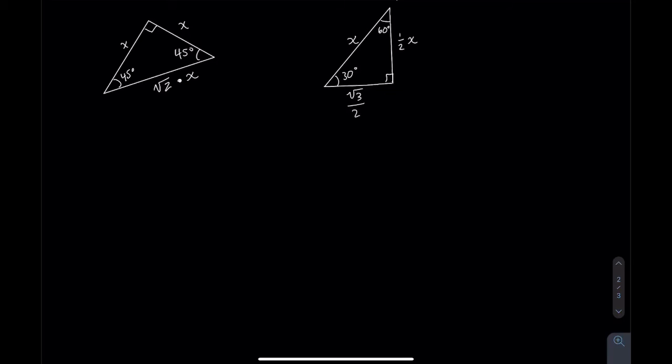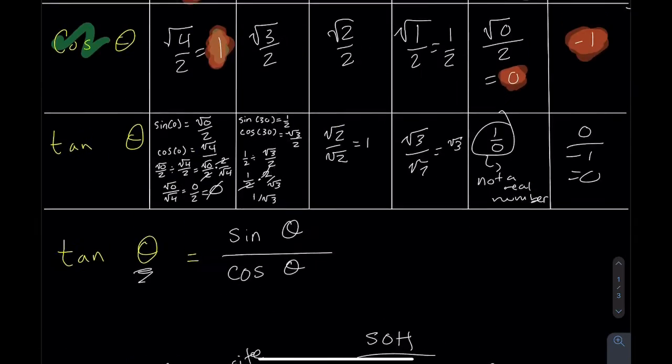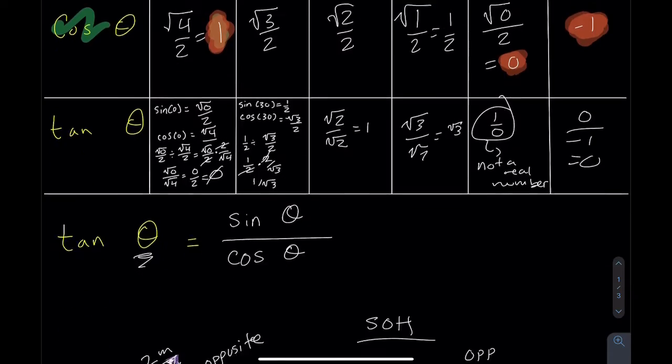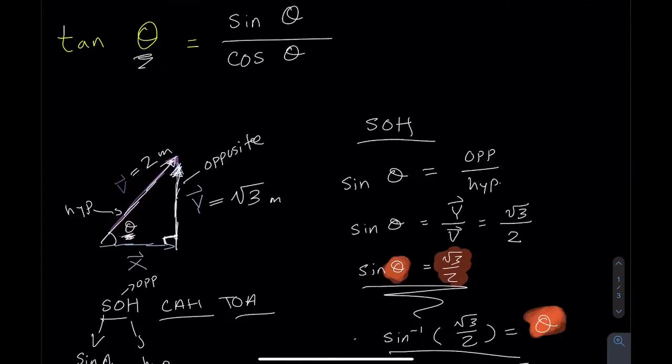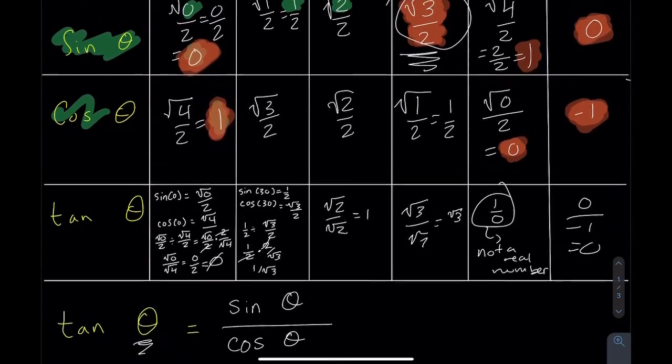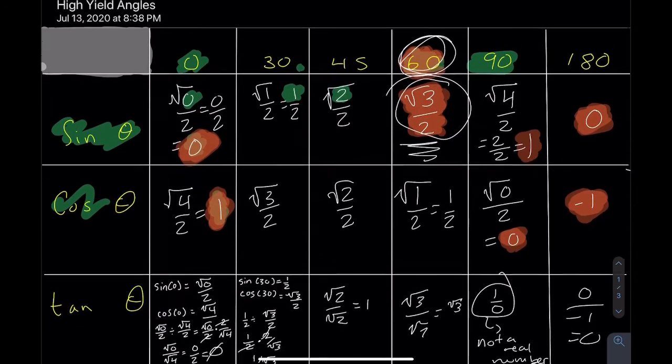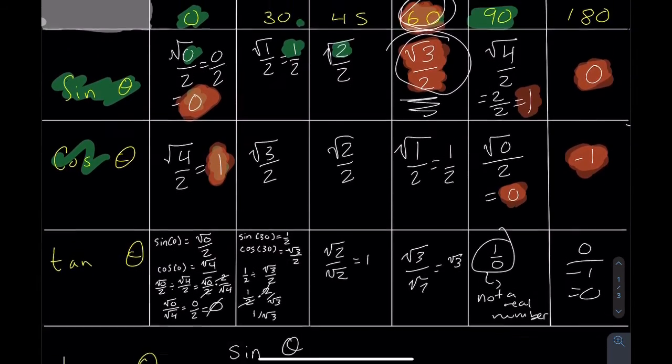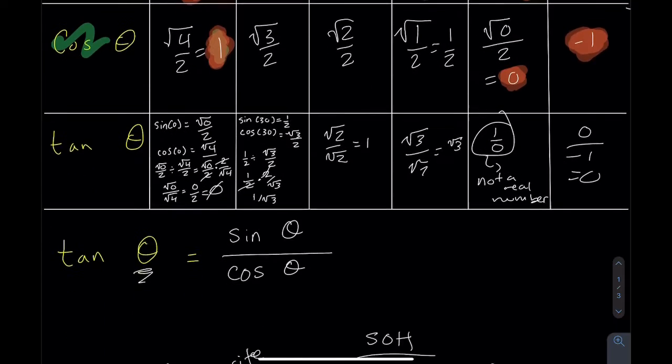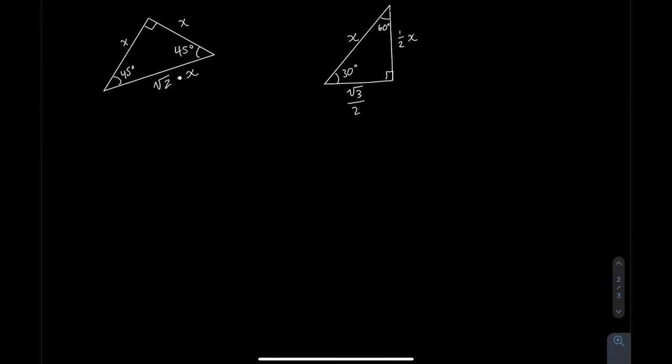All right, welcome back to part two of this intro to the physics and math section on the MCAT. Today we're going to be finishing up our talk. Last time we talked about these high yield angles that we should know. They're probably going to be on the MCAT in the physics section. And today we're going to talk about these things called special triangles.